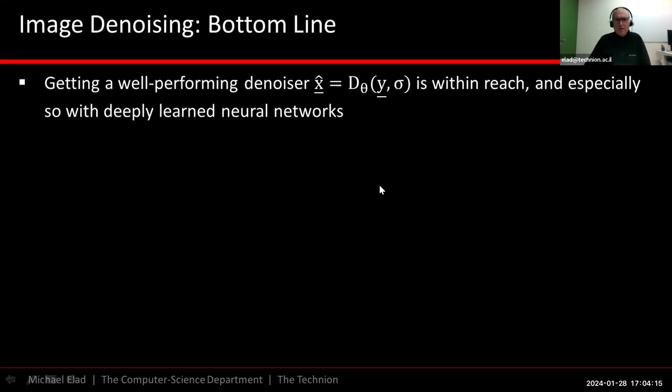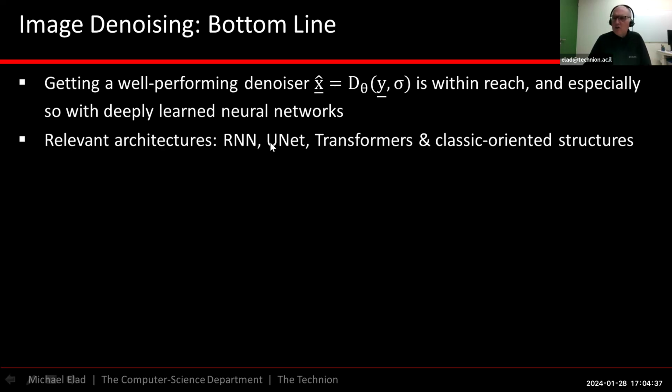So the bottom line, getting a well-performing denoiser of the form that you see here, something that will get Y, the noisy image, and will clean it up effectively, is definitely doable. Okay, it's doable. We know how to do it. Definitely when it comes to relying on deep neural networks, it works amazingly well. What architectures are people using? It started with RNNs. For a long while, it was UNets. Until recently, people are starting to move to transformers, and they are delivering even better results.